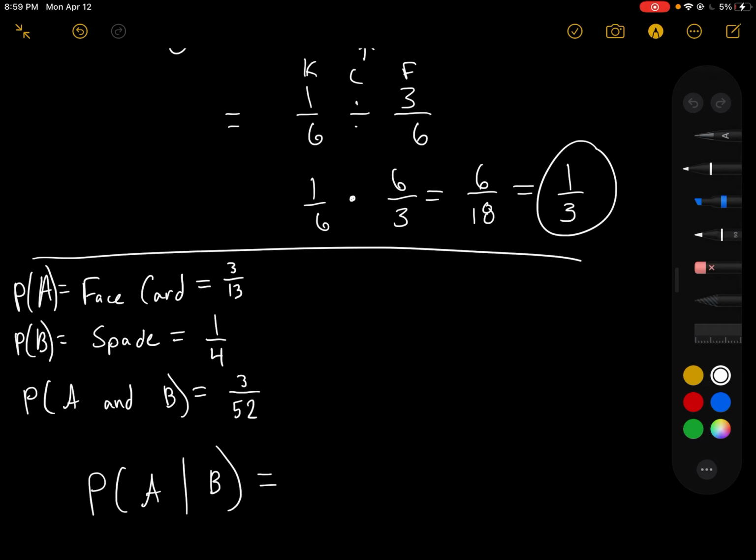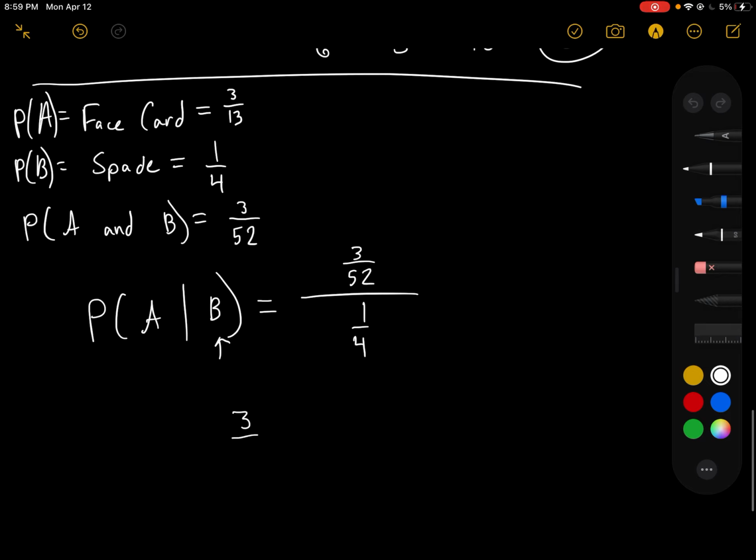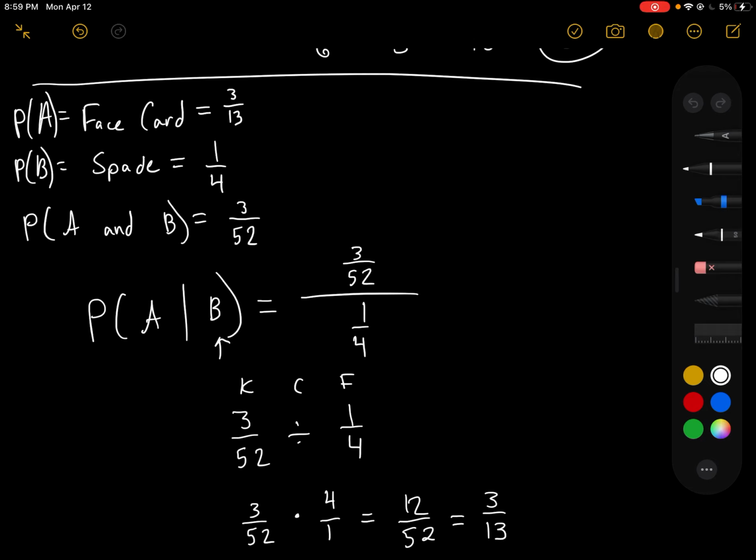If we're looking for the probability of A given B, so the probability that you draw a face card given we're only looking at spades, we'd set this up with the probability of both of them on top, and we divide it by just the probability of event B, which in this case is 1/4. So once more, some fraction division. Keep our first term, change our sign, flip our second term, and we'll get 12/52, which actually reduces here to 3/13.